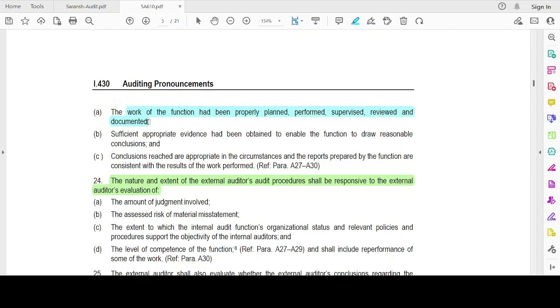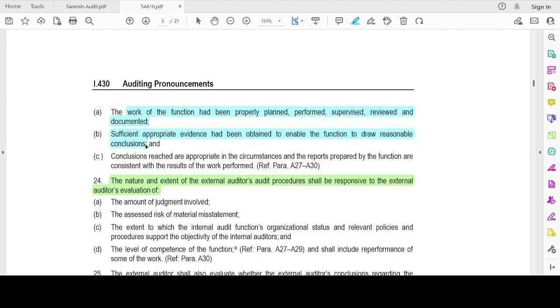In audit, we have discussed that work not documented is work not done, right? So they'll have to check whether they have performed certain procedures, whether they have documented them properly, and whether sufficient appropriate audit evidence has been obtained to enable the function to draw reasonable conclusions.